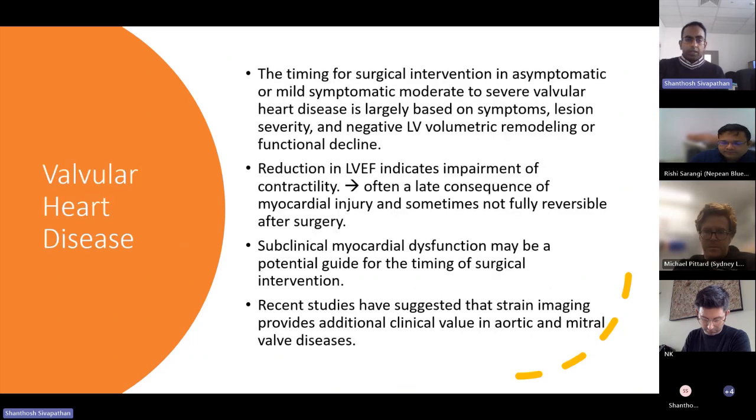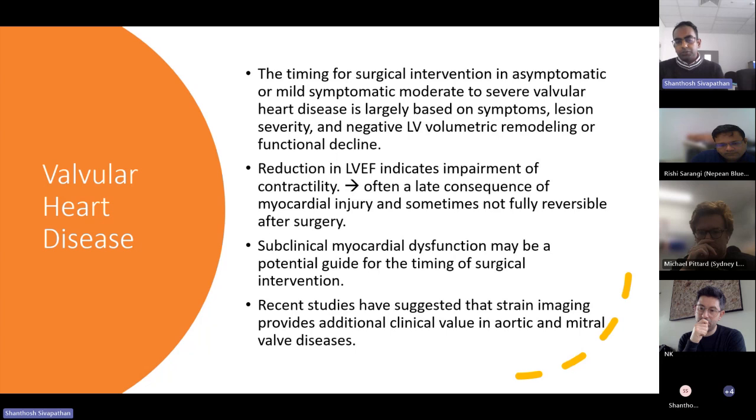All right, so valvular heart disease. There has been research done in terms of whether strain can help us predict subclinical dysfunction, and therefore send them off to surgery sooner. And again, at the moment, it has not translated into clinical practice because, as I mentioned before, a reduction in LVEF indicates impairment of contractility, and often that's too late for us to reverse anything after surgery.